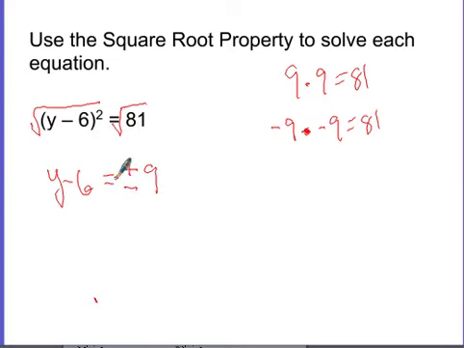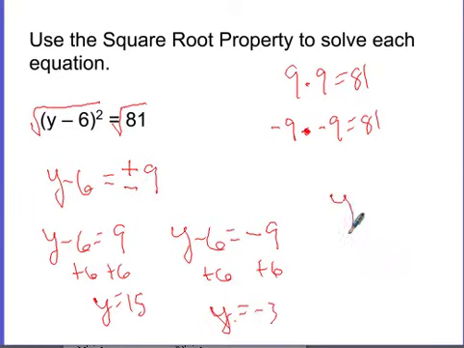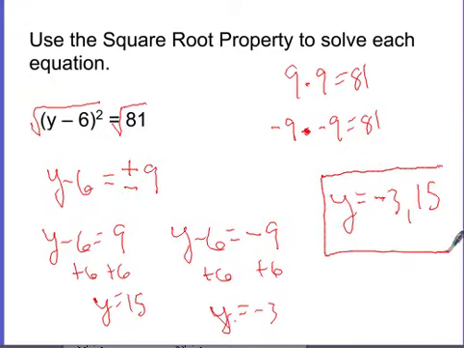Now I want to solve this. So I've got two equations here that I have to solve. I've got to do y minus 6 equals positive 9 and add 6. So y equals 15. I've also got to do y minus 6 equals negative 9. Add 6. So y is negative 3. Okay, so my solution is y equals negative 3 or 15.